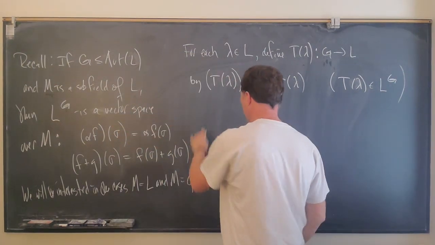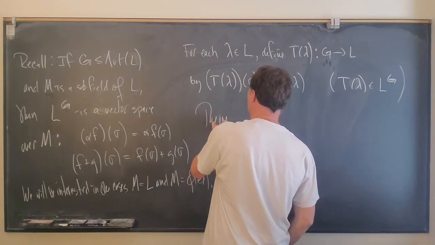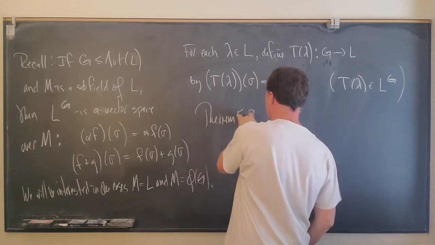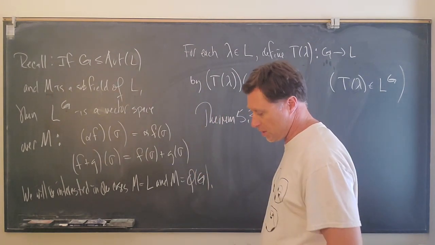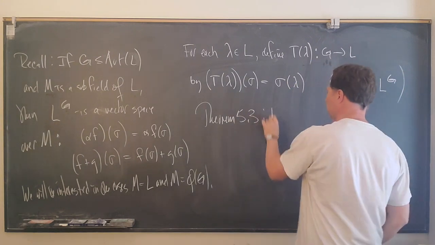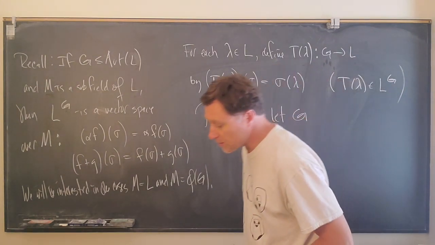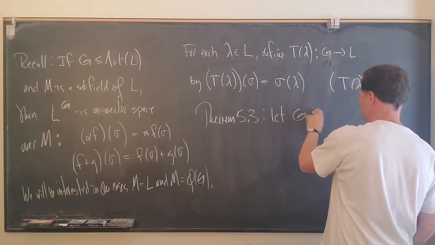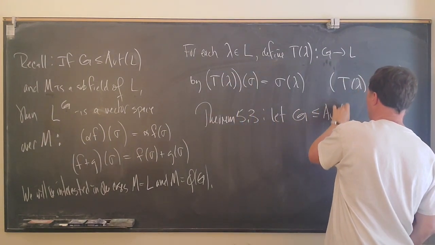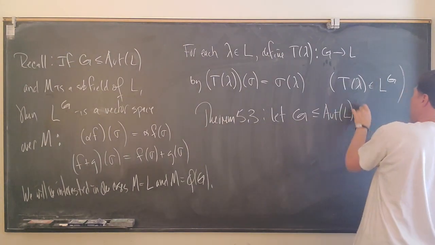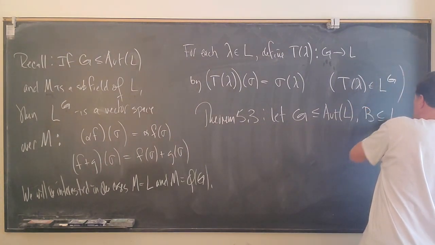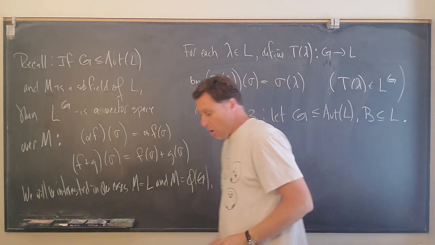All right, so now our goal is to prove this theorem. This is theorem 5.3. I'm going to write down the first bit, and then I'm going to say some words before I write down the rest of it. So let G be a subgroup of L, and capital B a subset of L.